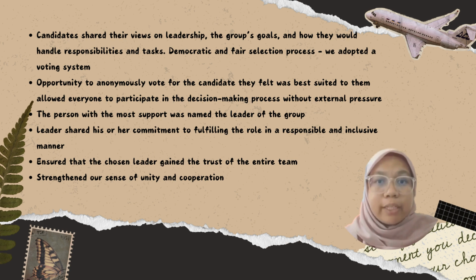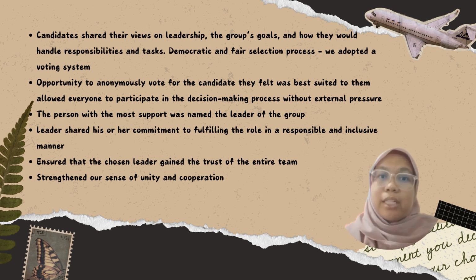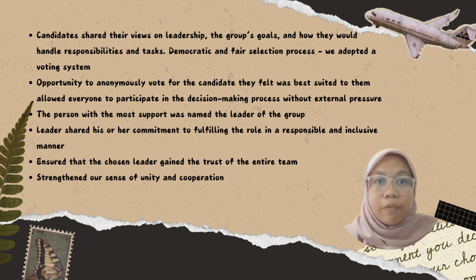To ensure a democratic and fair selection process, we adopted a voting system. Each member of the group was given the opportunity to anonymously vote for the candidate they felt was best suited to lead them. This approach promoted transparency and allowed everyone to participate in the decision-making process without external pressure. After the votes were tallied, the person with the most support was named the leader of the group. This announcement was followed by a discussion where the leader shared his or her commitment to fulfilling the role in a responsible and inclusive manner.